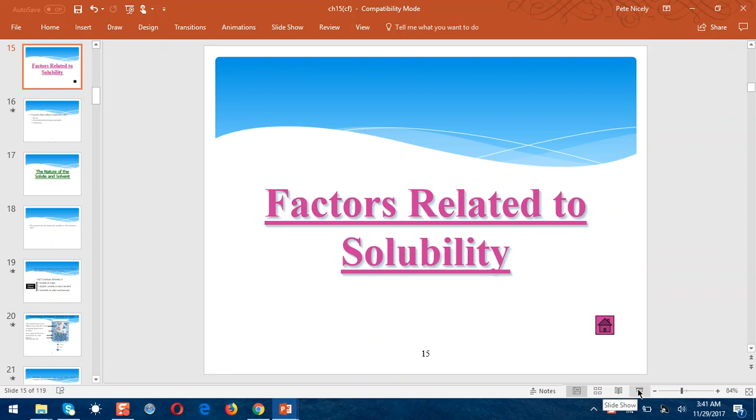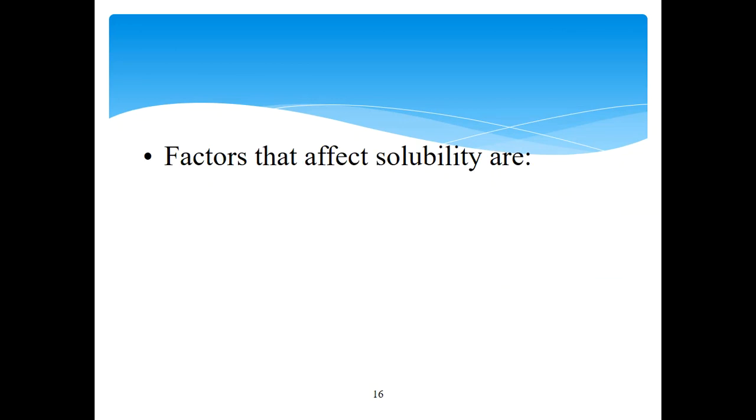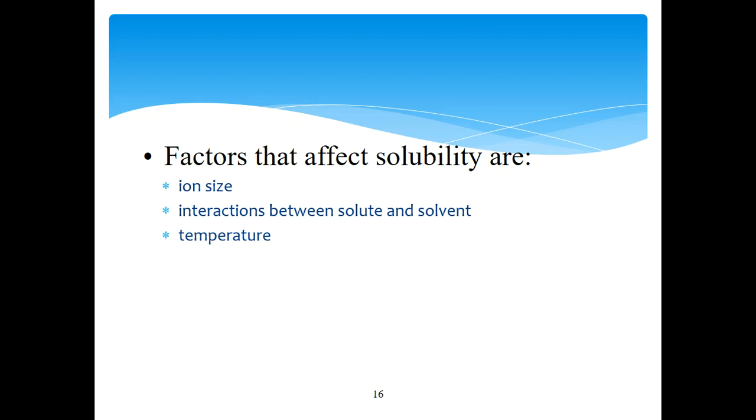Okay, so now we're going to look at the different factors that affect the solubility of a solute in a solution. There are three main factors. There are more, but these are basically the three most important ones. The first one is the ion size, if there are ions involved. The second would be the interactions between the solute and the solvent. And the third is the temperature.